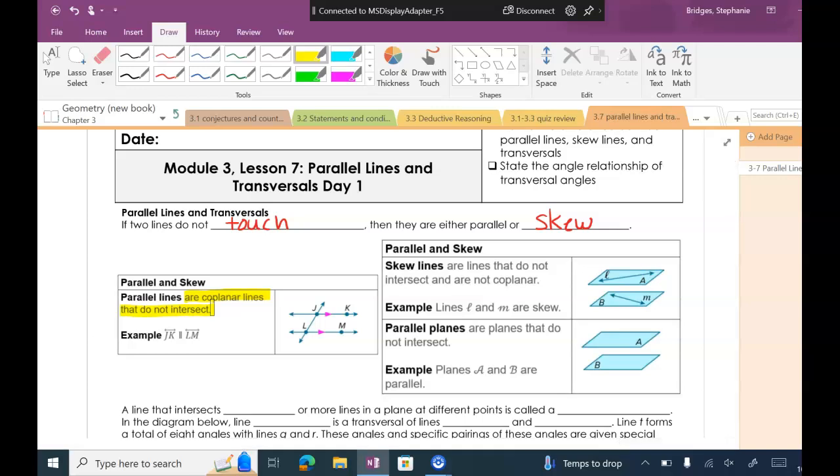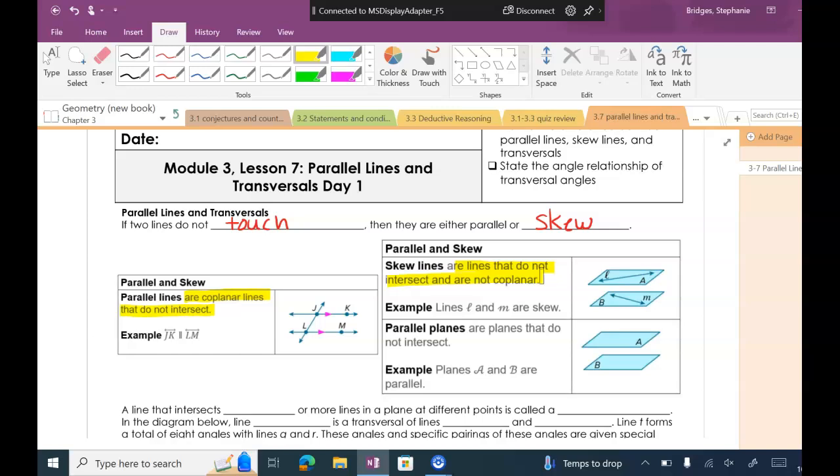Then we have skew lines, which is next to that. It says skew lines are lines that do not touch, but they are not coplanar. So this is what skew lines look like. Okay? Parallel, same plane. Skew, not the same plane. They still don't touch, but these are in two different planes, whereas these are in the same plane. Parallel, skew. Does everybody see the difference?